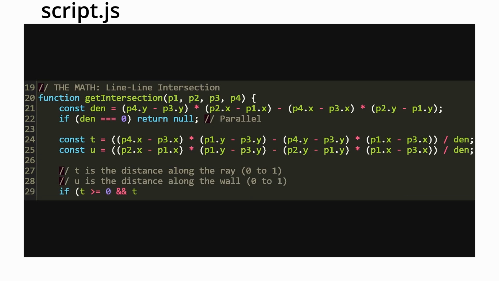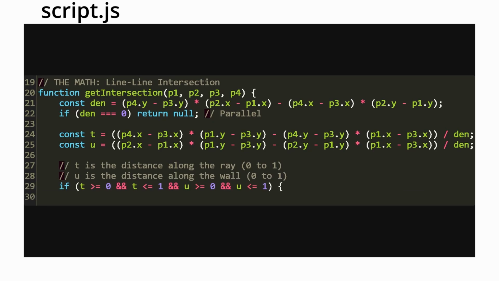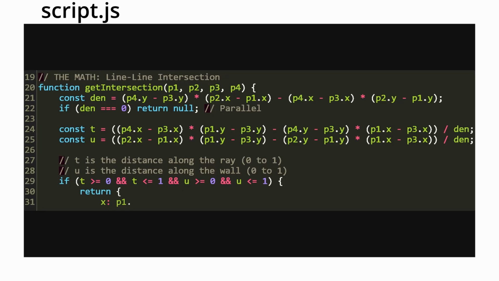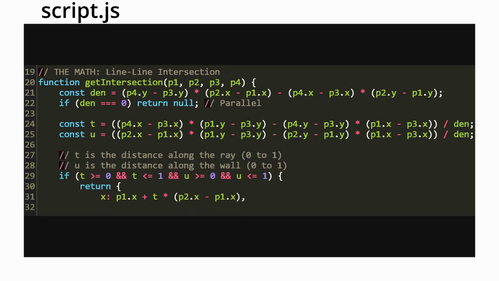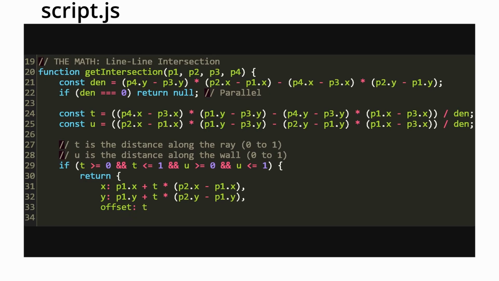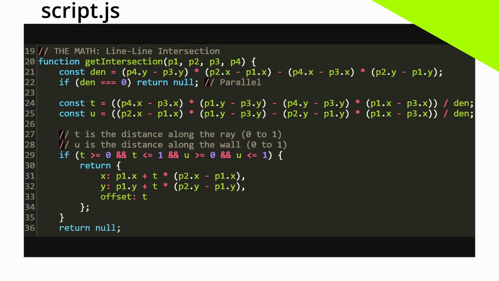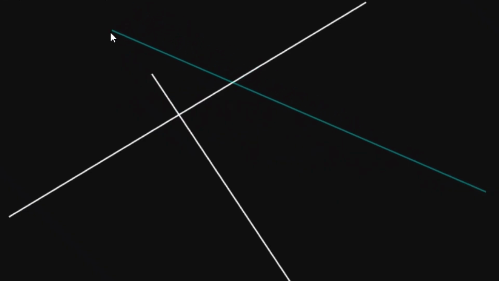If they both fall within the 0 to 1 range, we return the exact x and y coordinates of the collision. It ensures that the collision happens within the visible parts of the lines. Without this check, we detect intersection out in infinite space, which would completely break the illusion of solid walls.